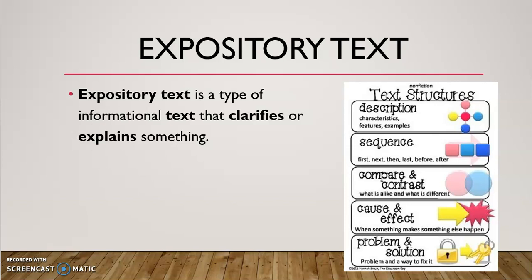So there are different expository text structures, such as description, so a text that's describing something; sequence, a text that's putting something in order as far as the order of events or the order that you need to do something, steps that you need to take to accomplish a task. That's expository and sequence. Another text structure for expository is compare contrast. What is alike and what is different between two things or more than two things. Cause and effect is also an expository text structure, and problem and solution is also an expository text structure.